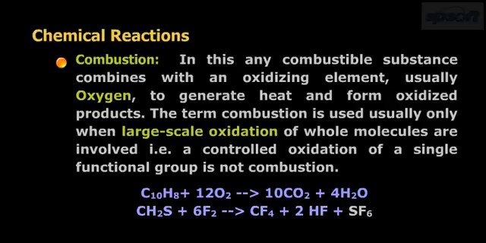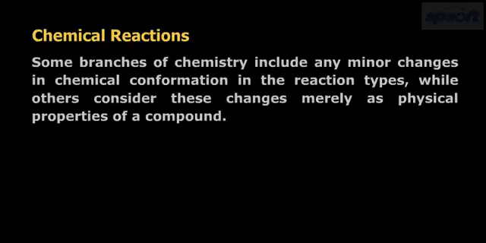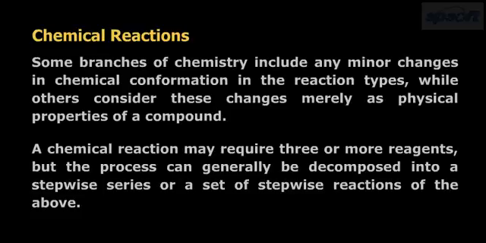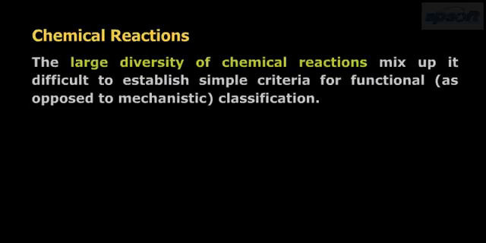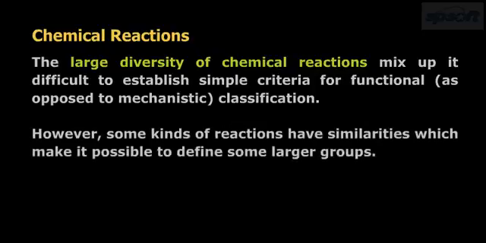Some branches of chemistry include any minor changes in chemical conformation in the reaction types, while others consider these changes merely as physical properties of a compound. A chemical reaction may require 3 or more reagents, but the process can generally be decomposed into a stepwise series or a set of stepwise reactions of the above. The large diversity of chemical reactions makes it difficult to establish simple criteria for functional as opposed to mechanistic classification. However, some kinds of reactions have similarities which make it possible to define some larger groups.